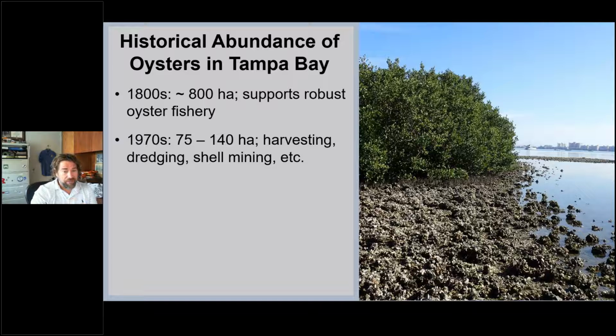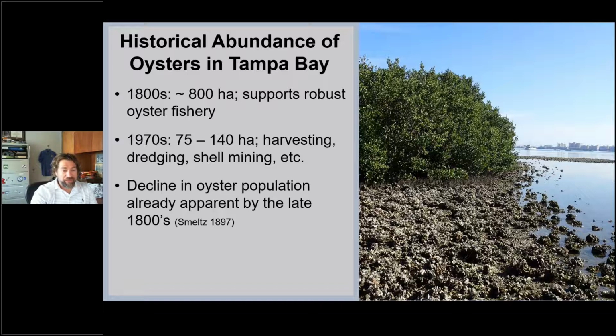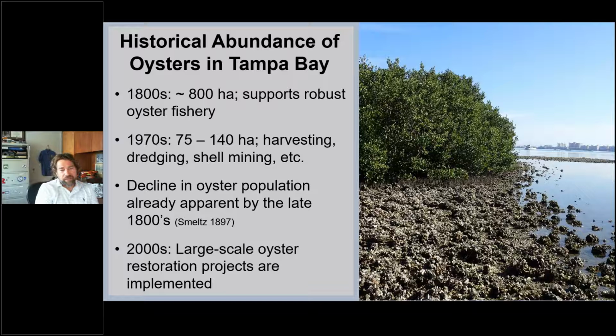But just a quick background about historical abundance of oysters in Tampa Bay. In the 1800s, Tampa Bay supported a robust oyster fishery over 800 hectares, and we know that's not the case today. By the 1970s, we were down to basically about 100 hectares, and the big losses were due to harvesting, dredging, shell mining, and such. But this isn't really a recent problem. As early as the late 1800s, the decline in oyster population was already apparent and enough to be reported on in this Smelt 1897 reference.